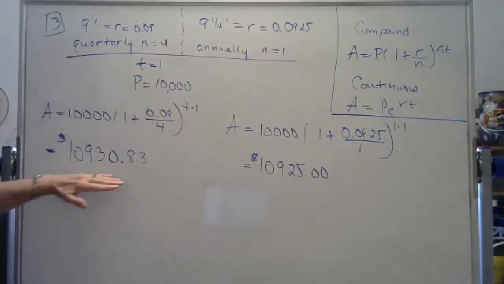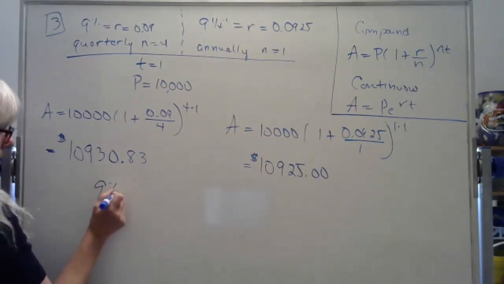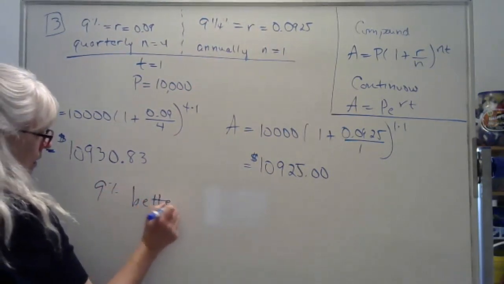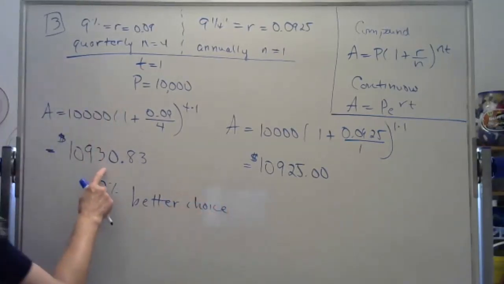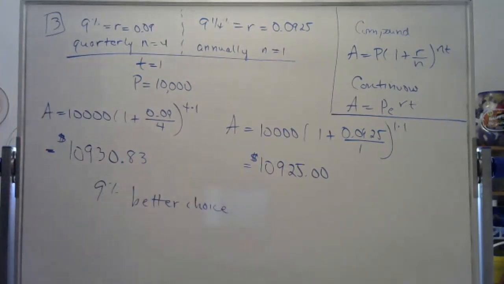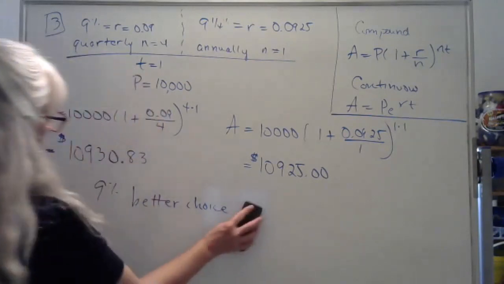So for us, it was better to go with that lower interest rate and compound it more often. So for us, the 9% is the better choice in terms of money. So we gained an extra $5 over the course of the 1 year. So comments or questions about that? Is everybody getting the answers okay on their calculators? Yeah? Okay. Okay, example 4.